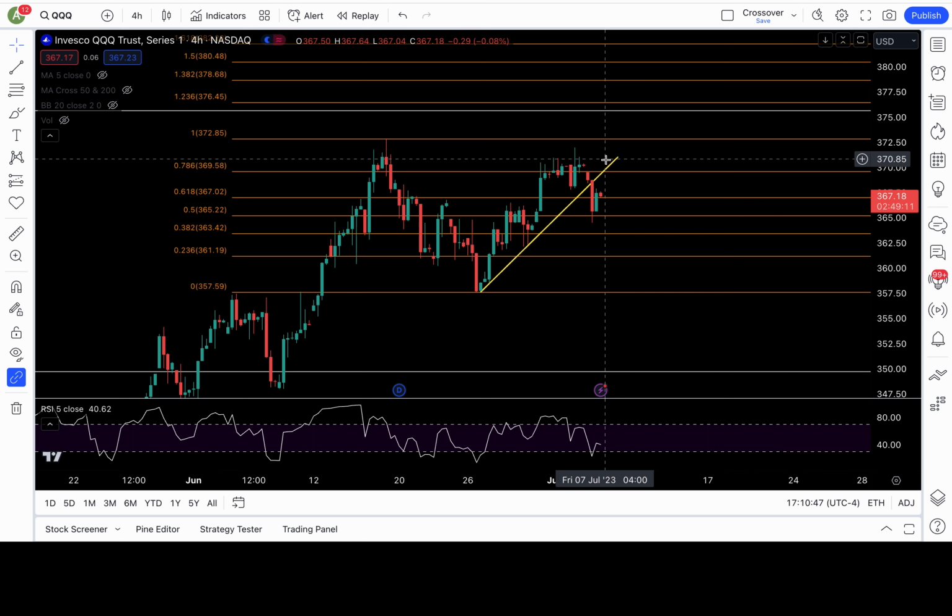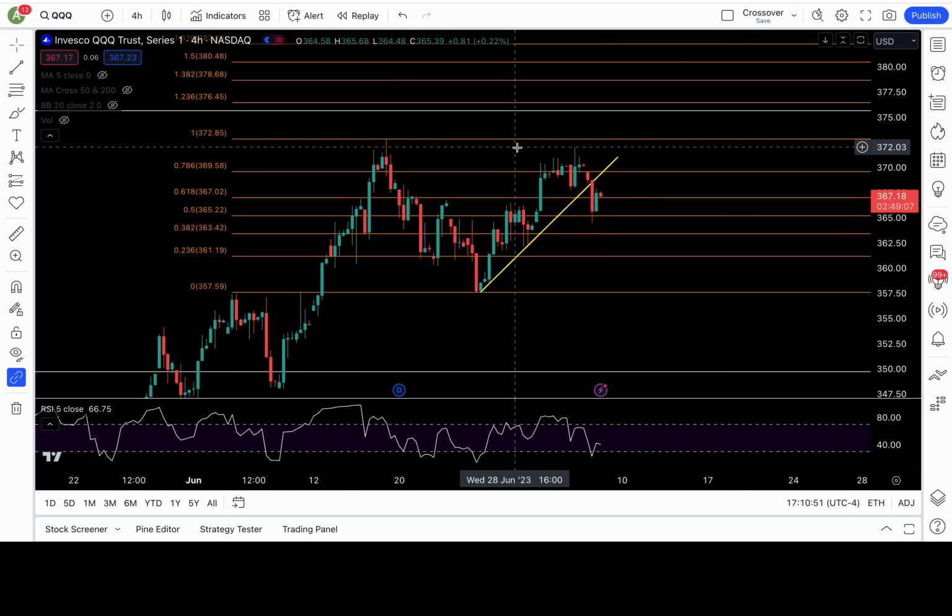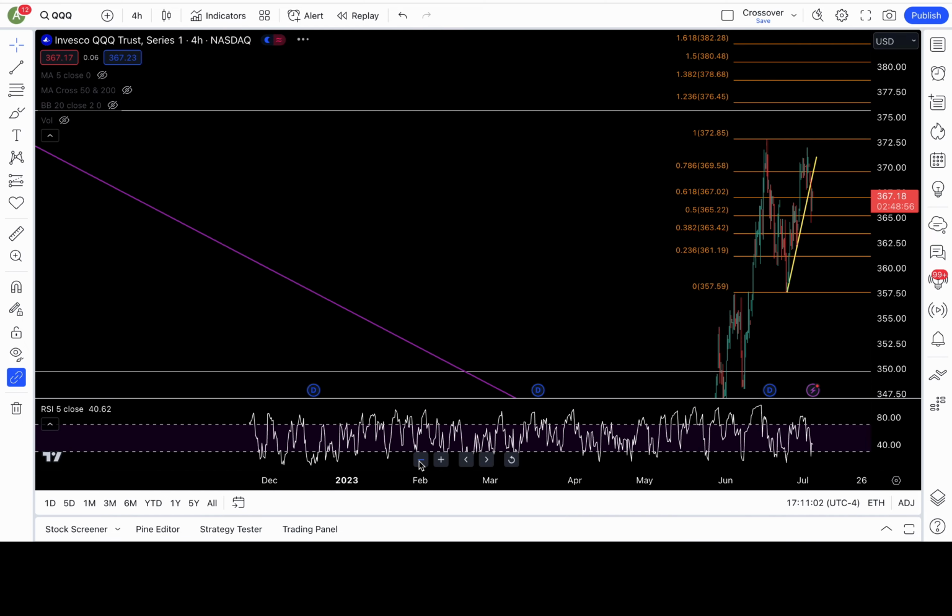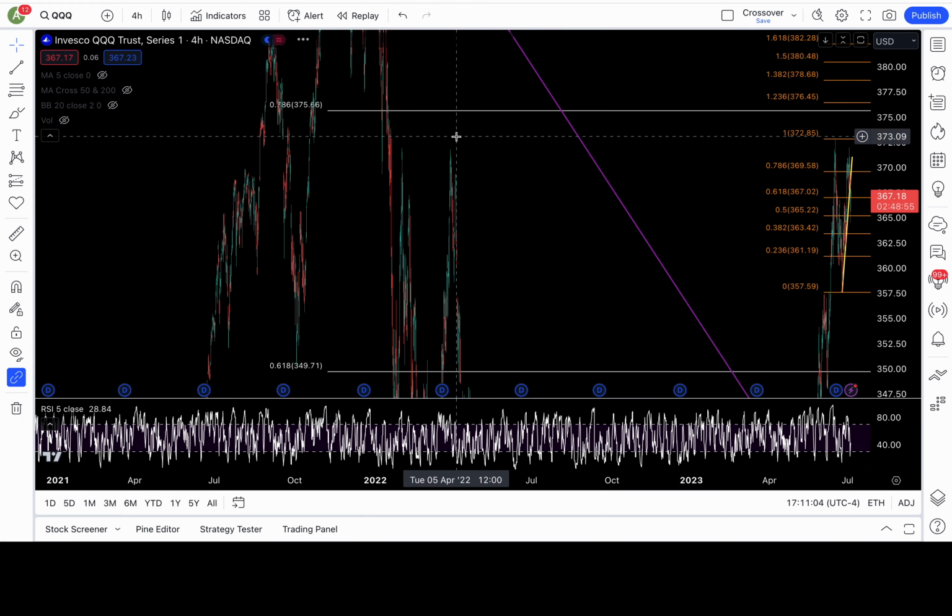369.5 recaptures. Look to long with 372.8-ish in play. That's the June high. And I got 376.4 above that. That's the 1.236 fib level. Okay, let me see if I got something in between 372 and 376.4.